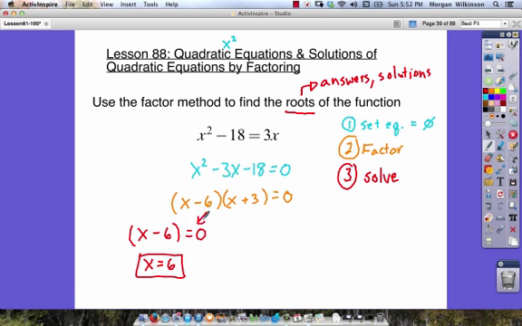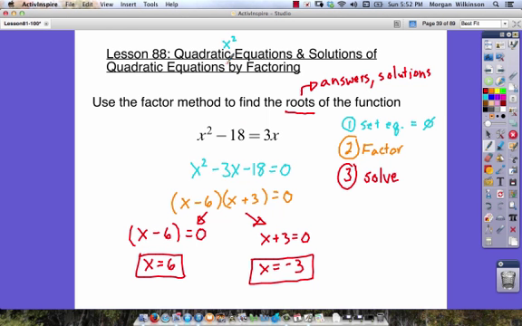Now, we can take the other part of our equation. If that were equal to 0, then the whole thing would be equal to 0 as well. So if we said x plus 3 equals 0, the only way that could work is if x is equal to negative 3, because negative 3 plus 3 equals 0. So we've got our two answers. X is equal to 6 and x is equal to negative 3.